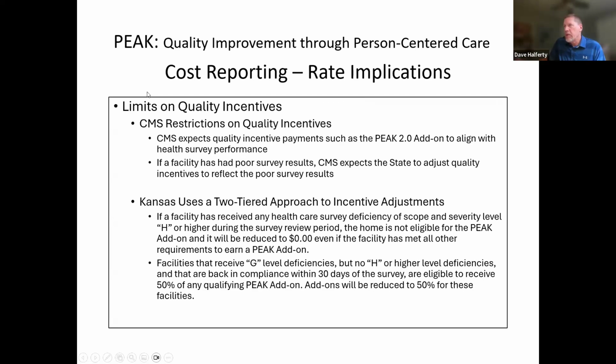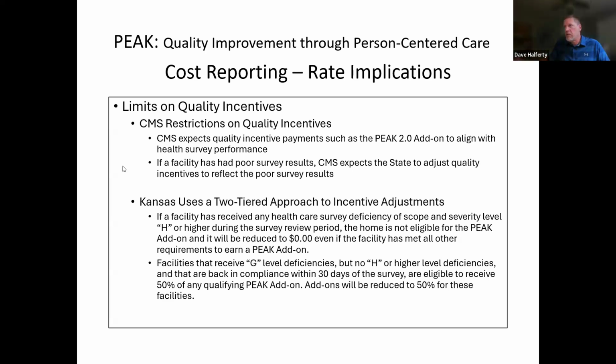Some other considerations with rate implications. So anytime we do a quality incentive with the Medicaid program, CMS wants to make sure that there's a consistent message being sent. And for nursing homes, of course, there's the health survey process. And so that health survey process needs to align with what we do with the incentives, or the incentives, vice versa, need to align with the health survey process. So if there are findings from a health survey that are poor, then CMS expects the state to adjust those incentives to reflect that. So they don't want the state to be sending a mixed message where they recognize a facility for good things with an incentive, but on the other side of things, they're recognizing that there's some issues in terms of health survey performance.